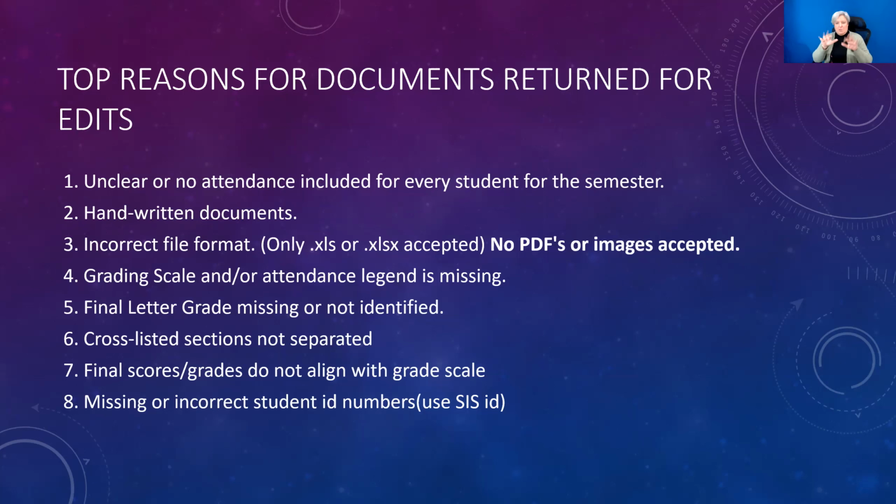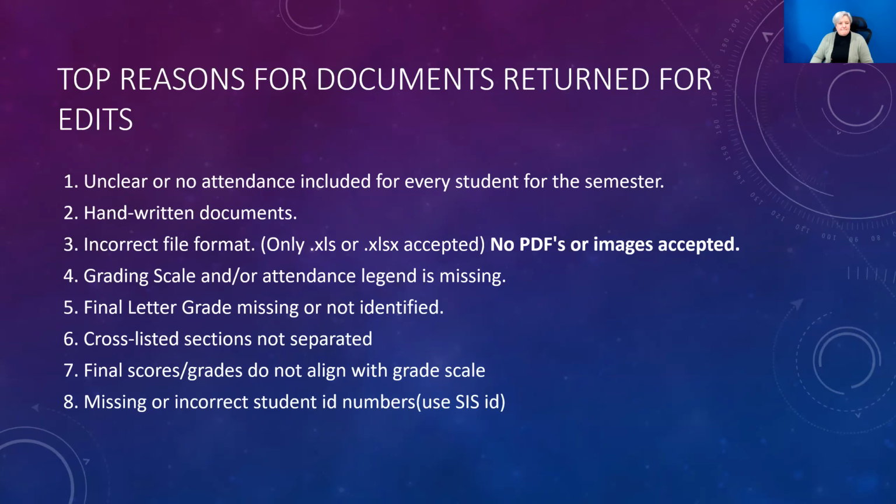Most folks, I believe, use the Canvas Gradebook, so that's probably your easiest tool to use for this. And there is also roll call attendance in Canvas. If you're not familiar with those tools, we're more than happy to assist. There's also a grading scale, and then the attendance legend needs to be included. And we'll get more into those details later. And then a final letter grade needs to be identified, and we'll show you the easiest way to do that.